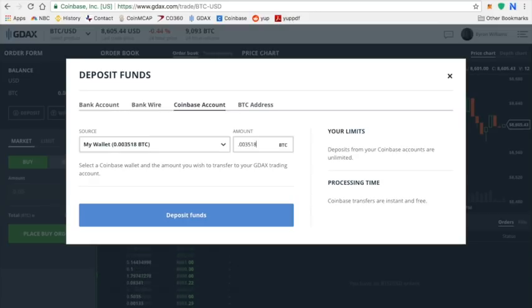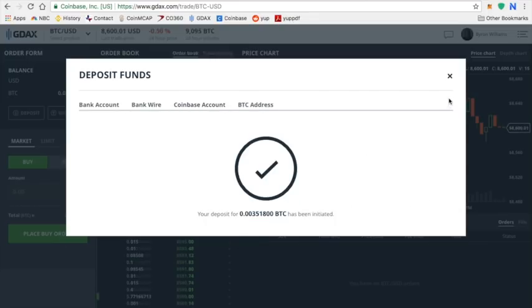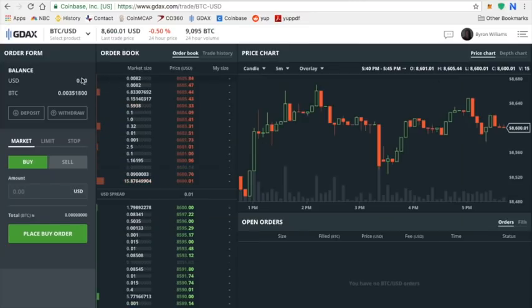0.003518. That's going to come out of my Coinbase, and that's going to instantly go into my GDAX when I hit deposit funds. So I'm going to hit this button, deposit funds. There it is. It has been initiated. Hit the X button, and there you can see it right there. There's my money. It got taken out of my Coinbase and then instantly put into my GDAX account.